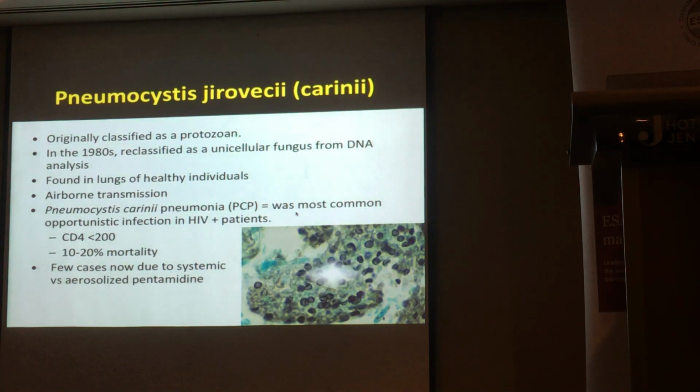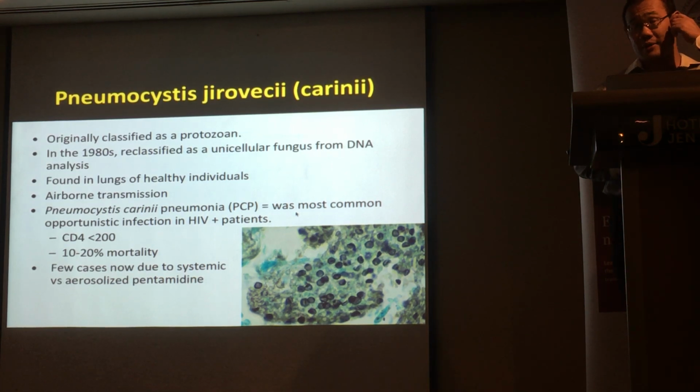So pneumocystis is now classified as a unicellular fungus, found in the lungs of healthy people and airborne. It used to be very, very common, and the prophylaxis used to be aerosolized pentamidine, which nowadays you change, and most patients will be taking oral Bactrim, and the control is a lot better. So probably don't see so much of this again. Less than 200 CD4. Of course, if you get pneumocystis pneumonia, you actually have a 10% mortality in HIV patients.